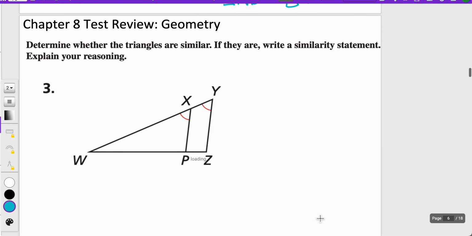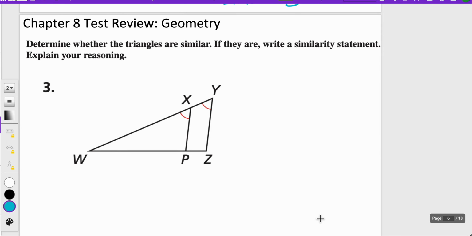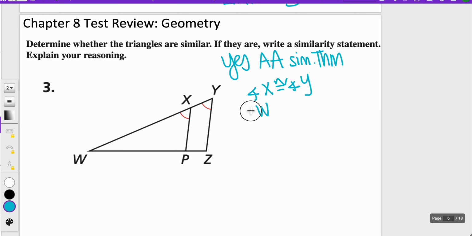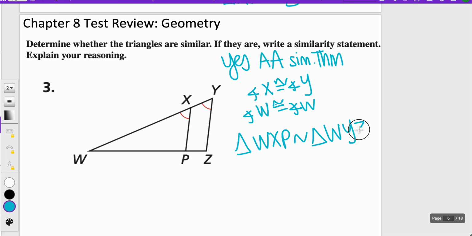For number 3, determine whether the triangles are similar. If they are, write a similarity statement. For this one, I said yes. I can use the angle-angle similarity theorem. And the angles that match are X and Y, and W and W. So my similarity statement would be triangle WXP is similar to triangle WYZ.